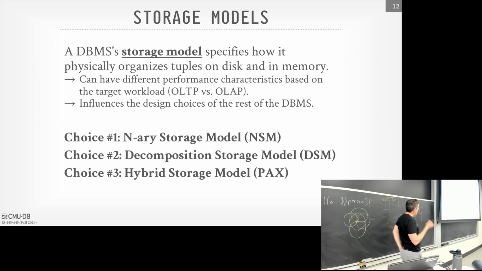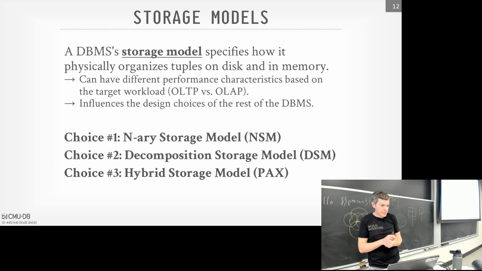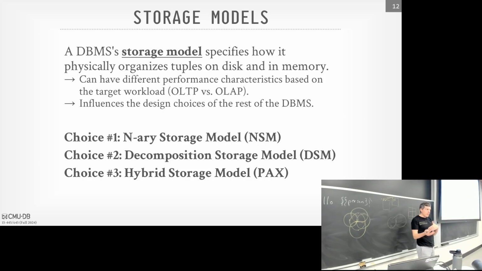So a database system's storage model is going to specify how we're going to physically organize tuples on disk and in memory. And as I said before, depending on how we do it, like a row store versus a column store, that's going to have a significant difference in performance based on what workload we want to run.